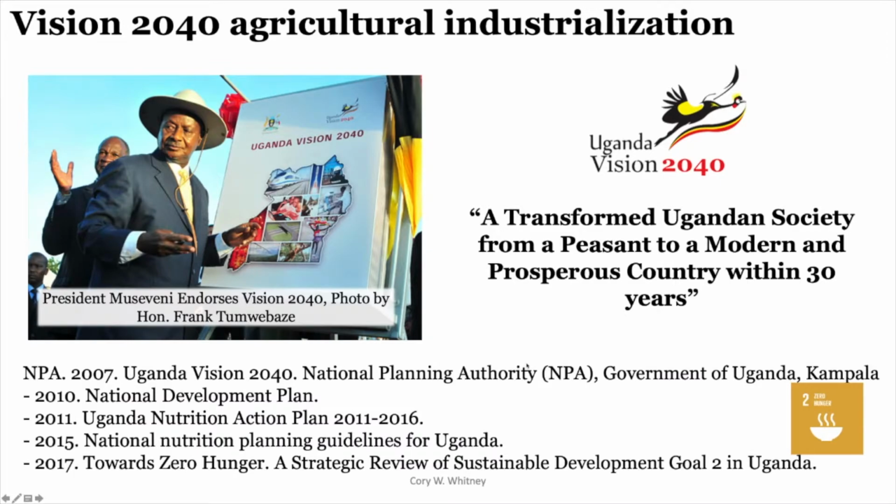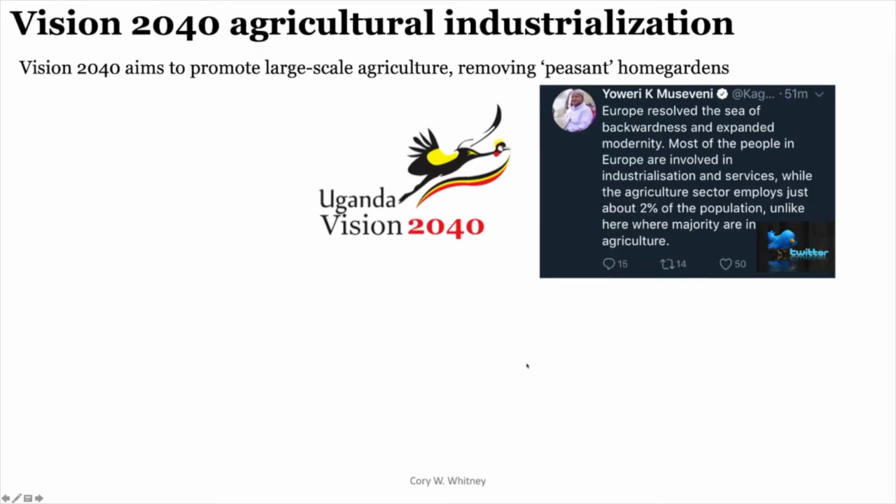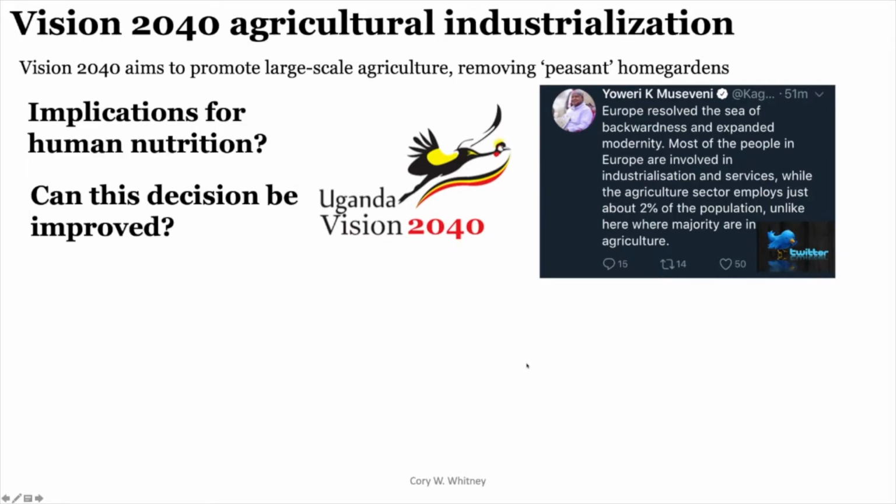And we said, okay, what is the effect? How will industrialization, urbanizing rural farmers and industrializing agricultural landscapes, affect nutrition? What is that likely to do? Here's a tweet from the president, Museveni, and he wants essentially to follow Europe. He wants Uganda to follow the European pathway from a rural agricultural population to an urban and industrialized agricultural population. So what are the implications for human nutrition, and can this decision be improved at all?